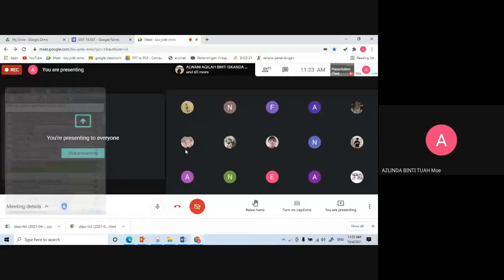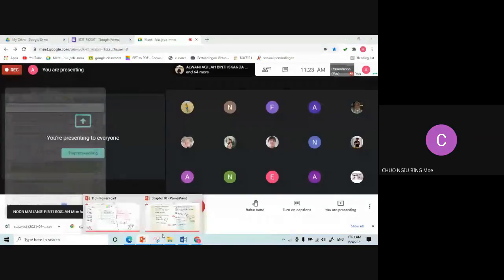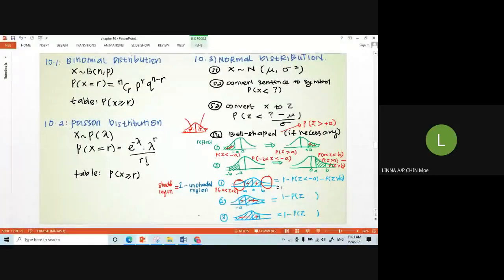Okay, boleh dengar? Tadi terputus sekejap. Boleh, madam. So, lepas saya reflect ni, saya akan dapat P(Z greater than positive A) minus P(Z greater than B). Okay, lepas tu refer table.